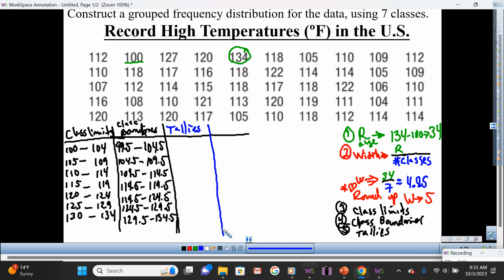All right. So let's start with our first class from 99.5 all the way to 104.5. Let's find out how much data we can find between those numbers. What's our first number we said was 100? Let's see, is there anything below 104.5 on this first column? No. This one, just that 100. So I'm going to tally 1 there. Here, no. And here's 104. And that's it, right? So 2 tallies.